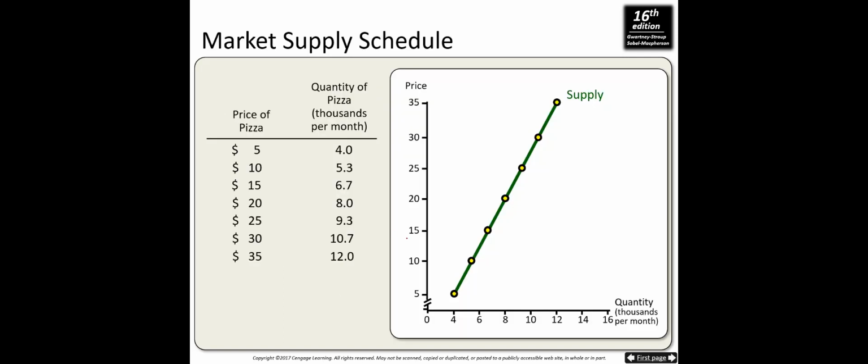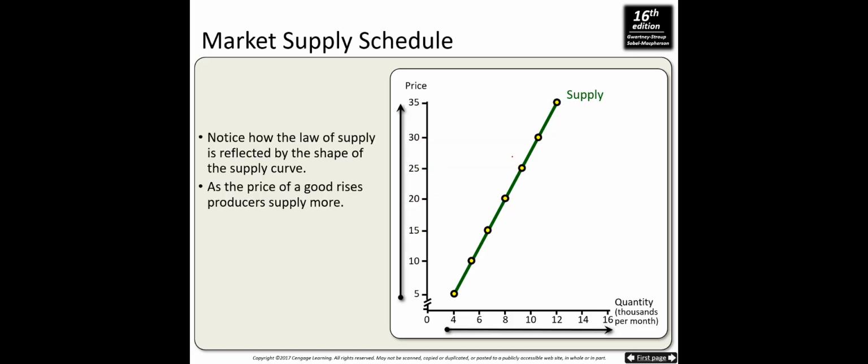Because of this relation, the supply curve is upward sloping. This is the market supply schedule, which shows the relation between the price of pizza and the quantity supplied to the market. As you see, it's upward sloping. At $5, 1,000 pizzas are supplied, and when the price increases, more pizzas are supplied to the market.